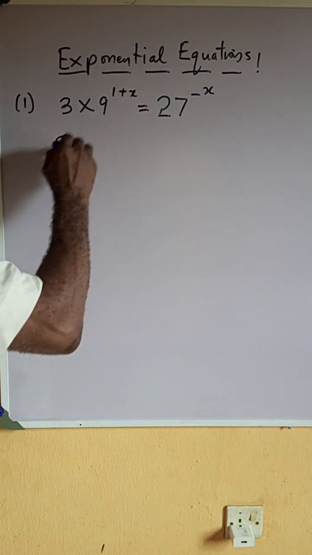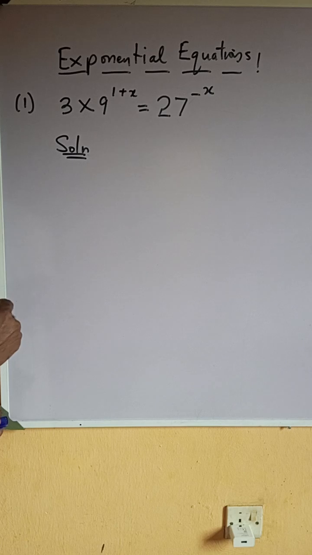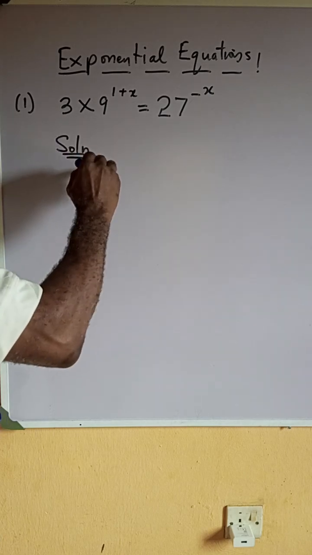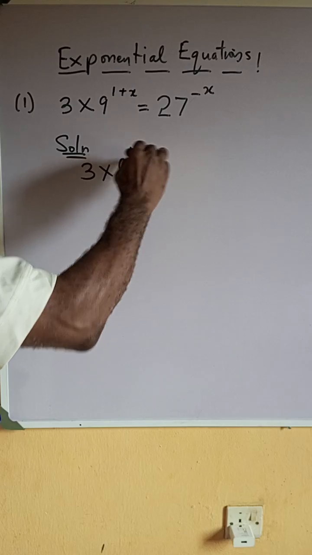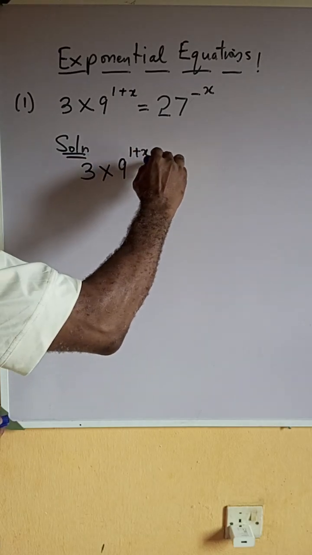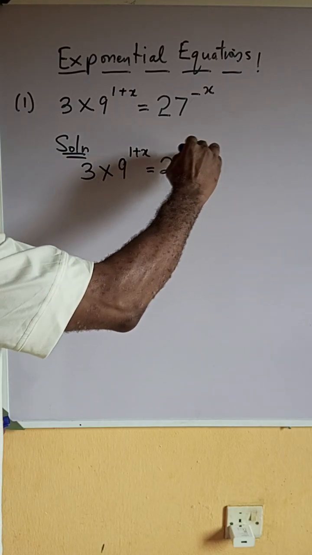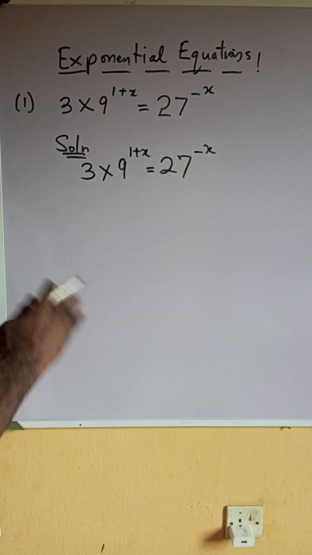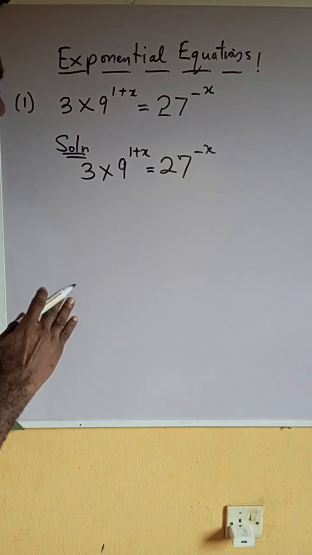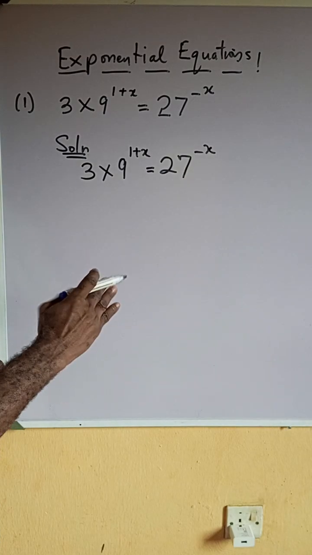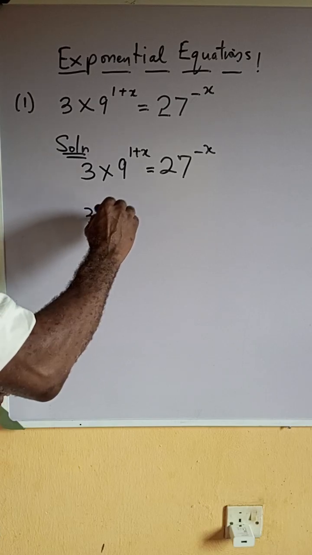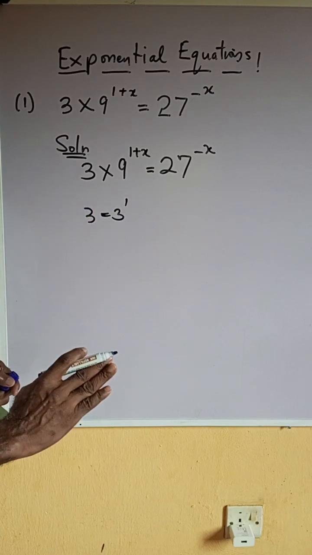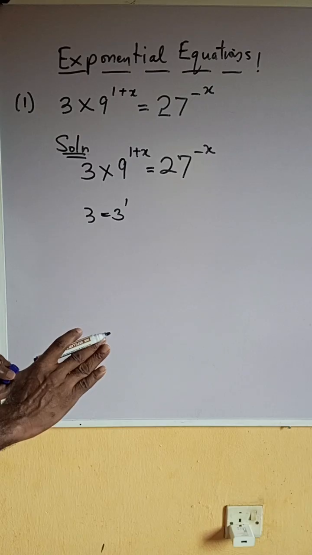Solution: 3 multiplied by 9 raised to the power 1 plus x is equal to 27 raised to the power minus x. Alright, in indices, 3 is the same thing as 3 raised to the power 1. There's no argument about that.